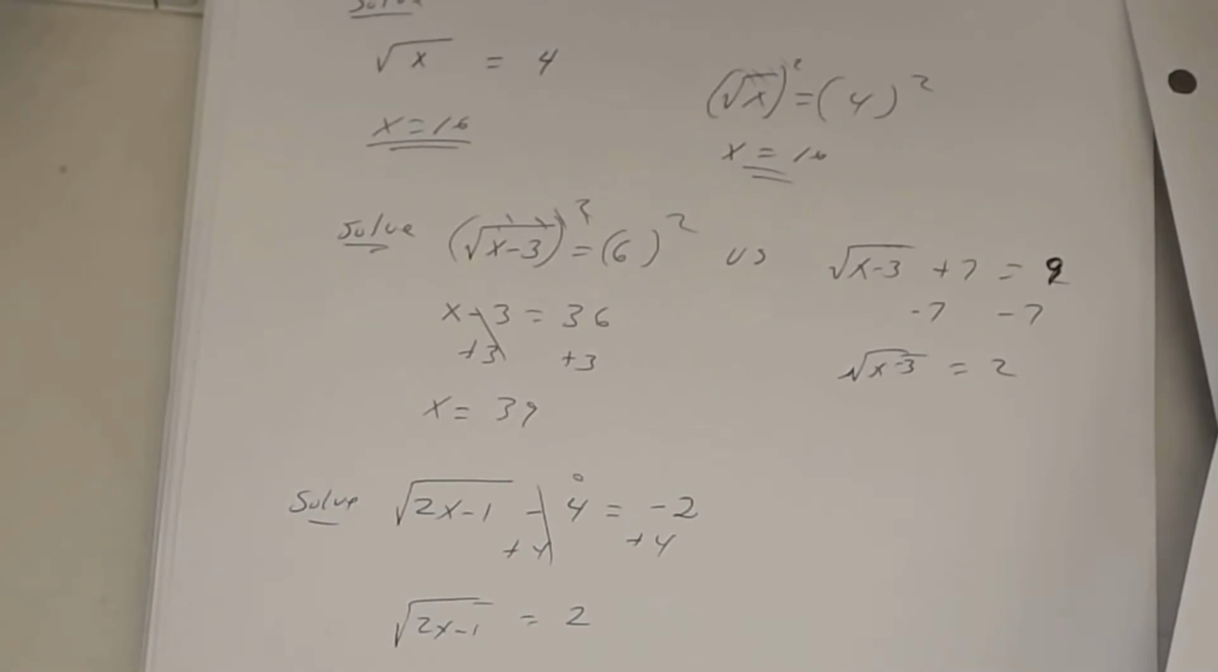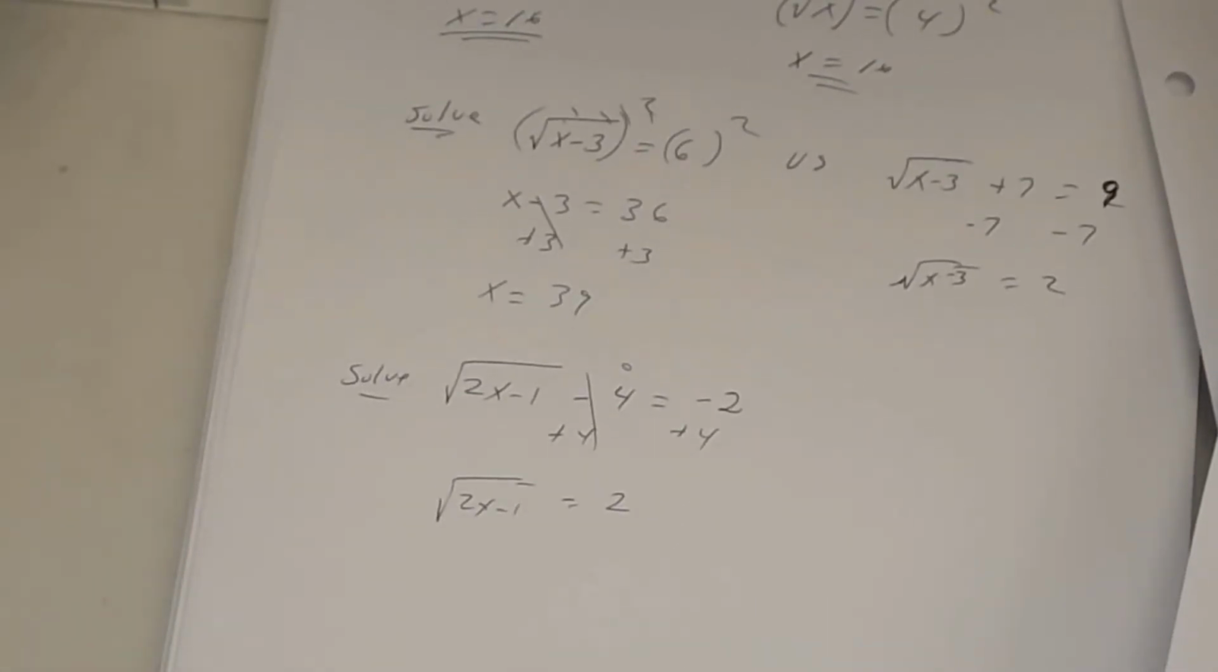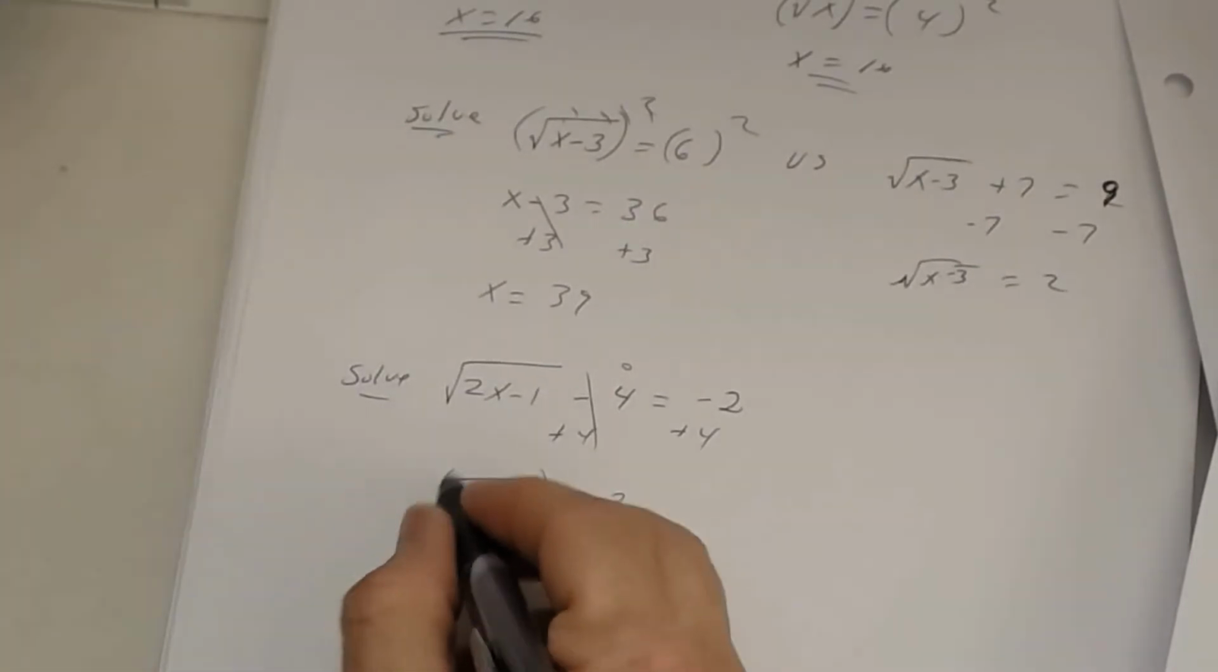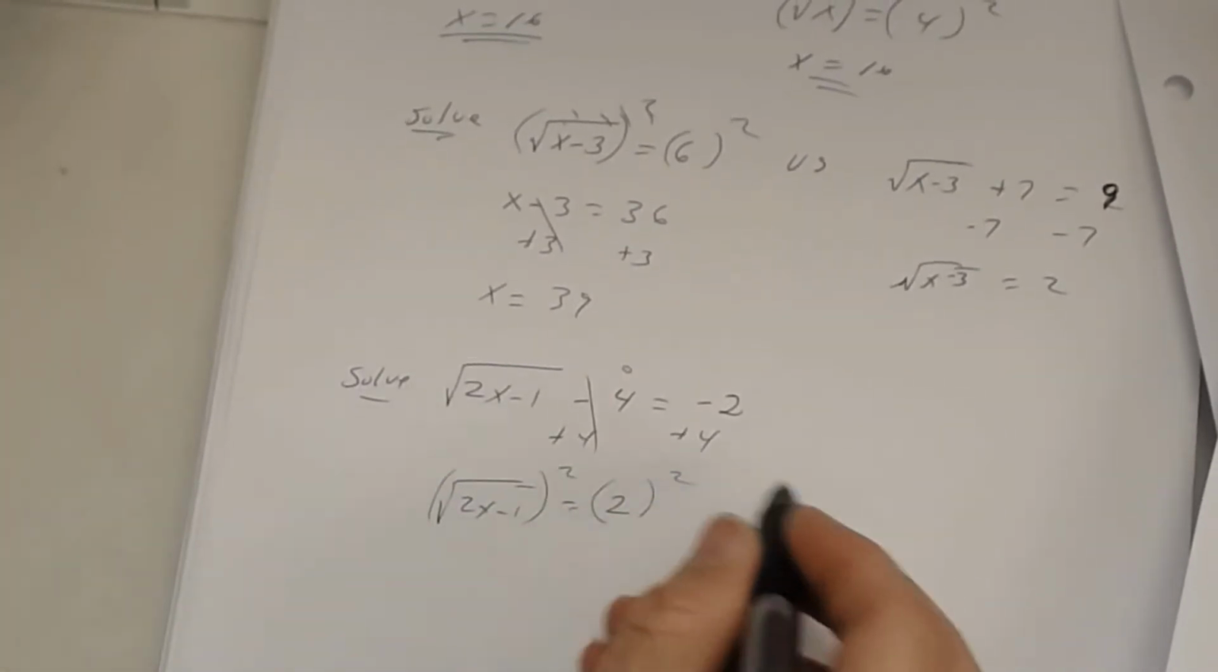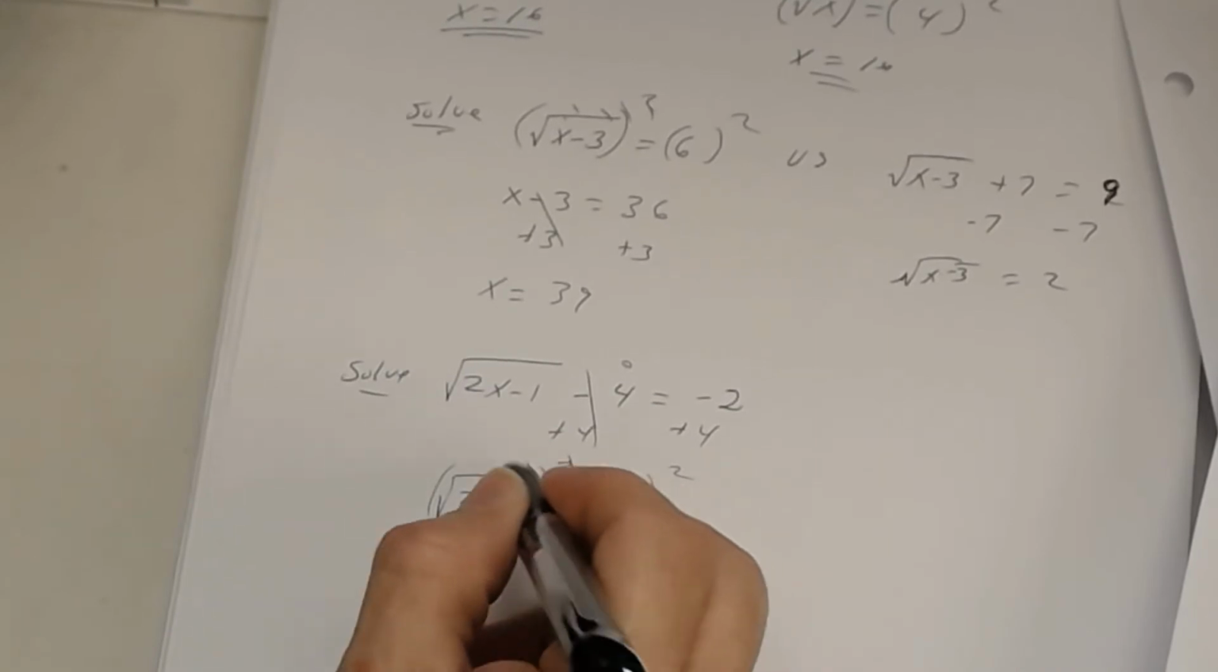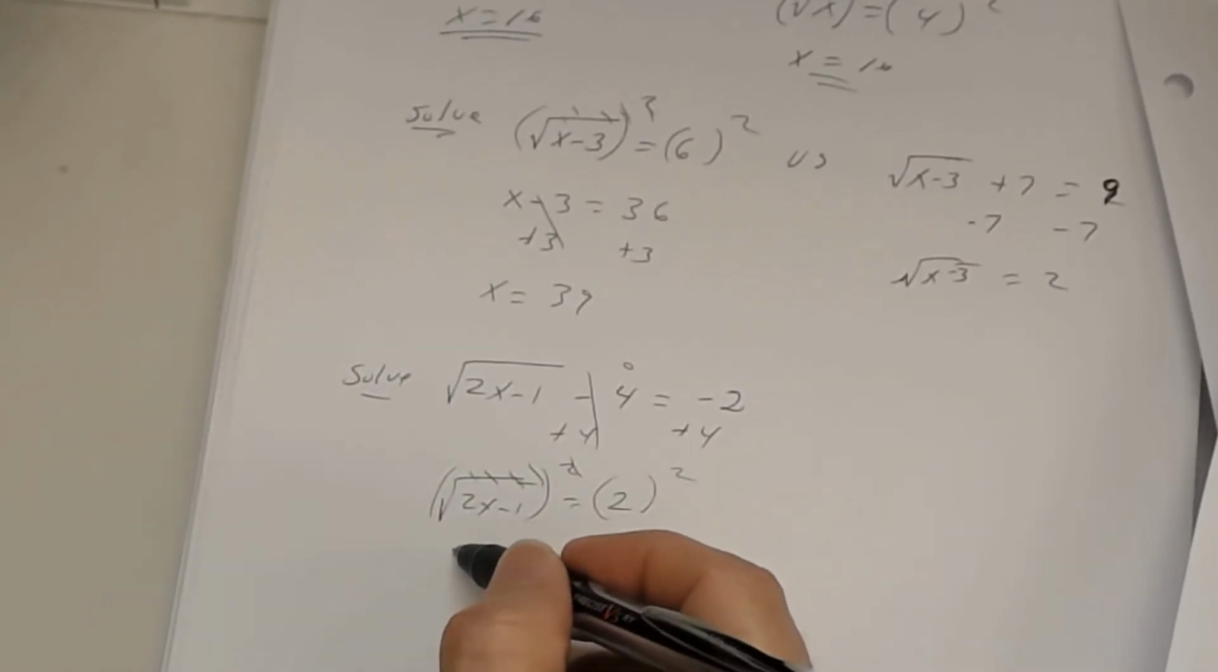All right, so that's where I'm at. So I have to get rid of that square root symbol. So what do I raise both sides to? Second power. So I'm going to raise both sides to the second power. The square and the square root undo each other. So what do I get on the left?